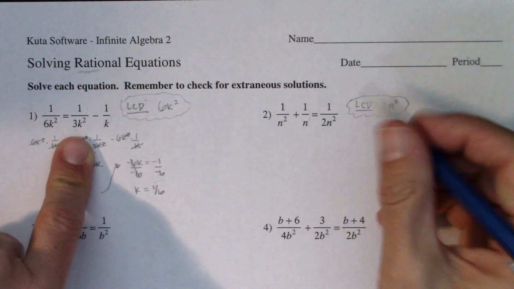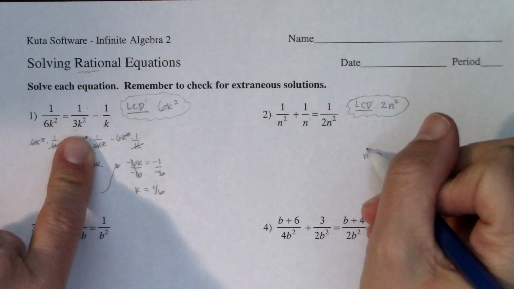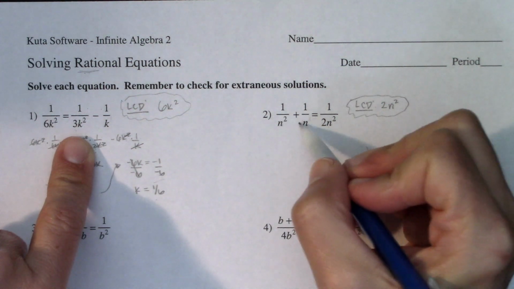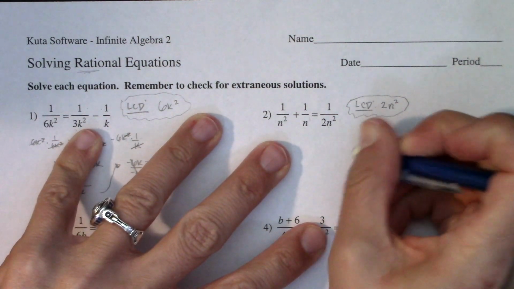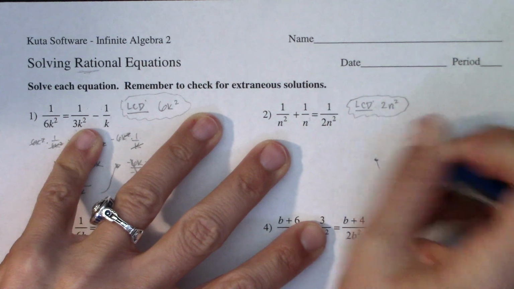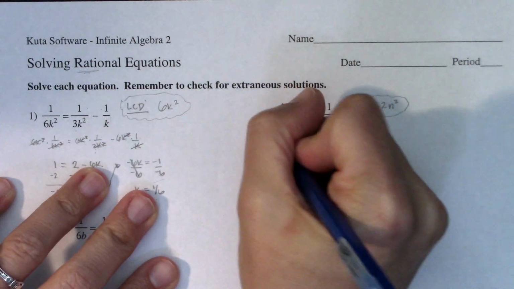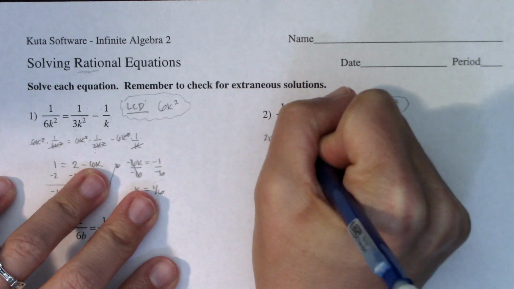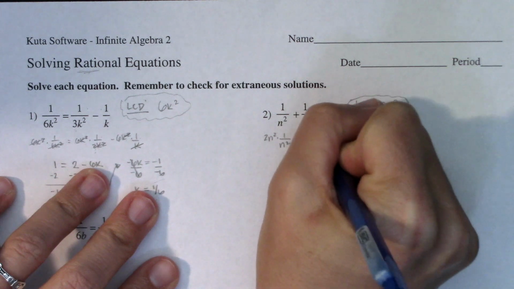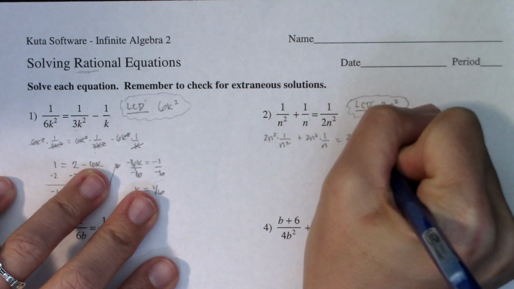Let's say I get to the end and I had n equaling 0. If I got n equaling 0, I would actually throw that answer out because that would make the denominator 0. But let's see what we get. I don't necessarily think we're going to get n equals 0 over here. All right, so let's take a look. I'm going to multiply every term by my LCD. So 2n squared times 1 over n squared plus 2n squared times 1 over n. That should equal 2n squared times 1 over 2n squared.